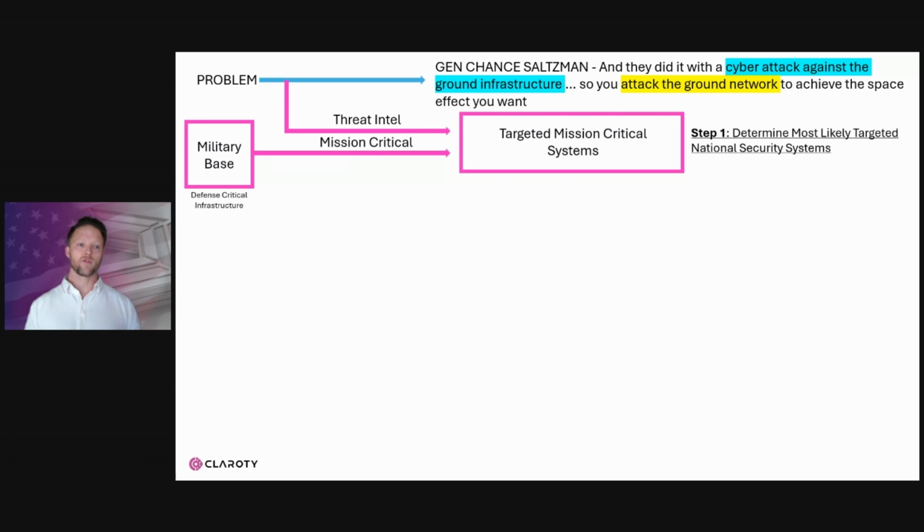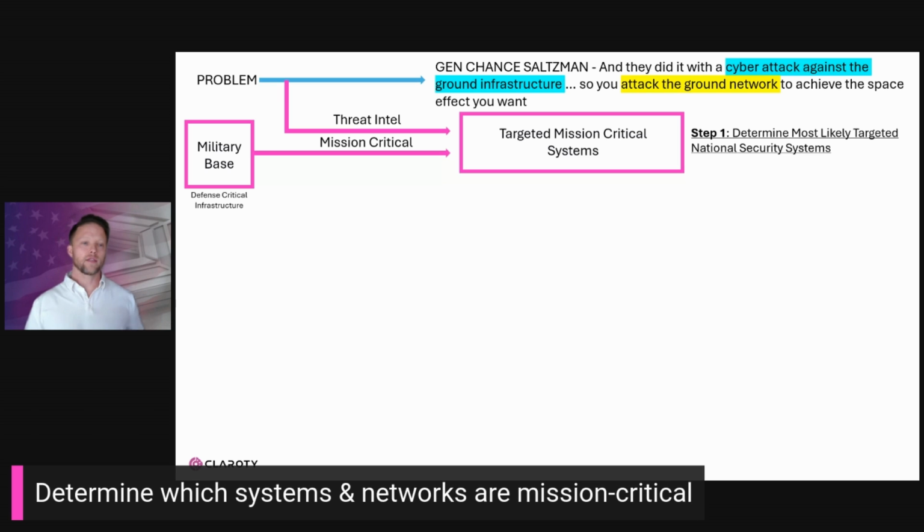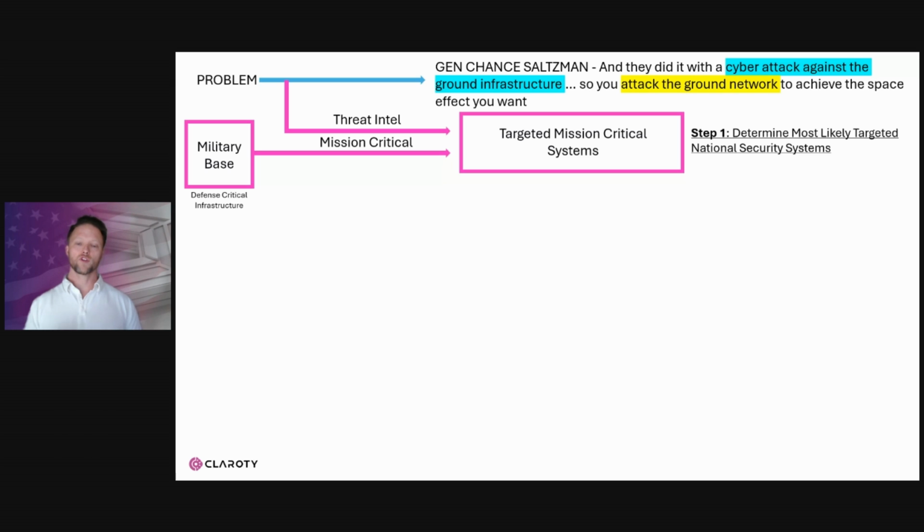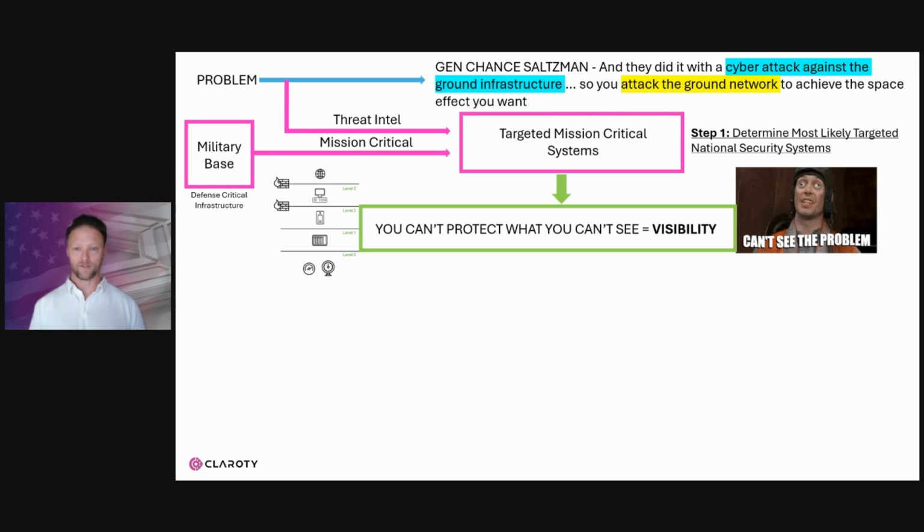And then second, you want to ask yourself, which of these systems are mission critical, right? So focusing in on the systems that are critical to the mission, because you can't protect everything. So step one is really to determine the most likely targeted national security systems. So if you're the Department of Defense and you're trying to get after which systems do I need to protect, you need to have two inputs. Threat intelligence, what is the adversary trying to target of my systems? And then which of these systems are actually the most mission critical? Because you can't protect it all. So you have to take a stepwise approach to focus on those systems that are most important to the mission. I'm going to move through this kind of fast because we want to keep it to five-ish minutes.